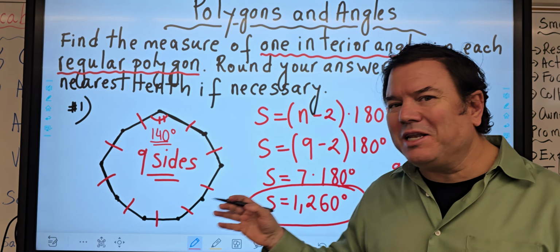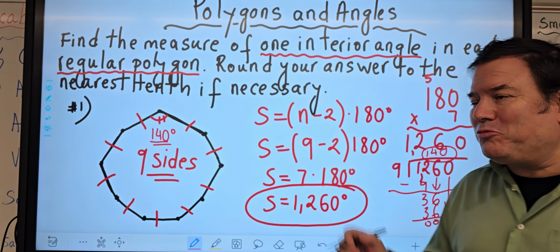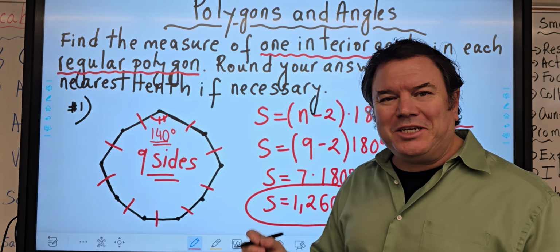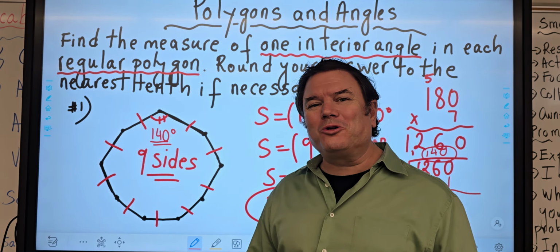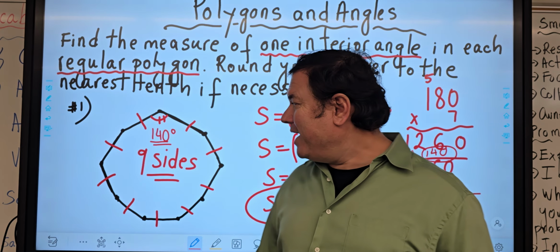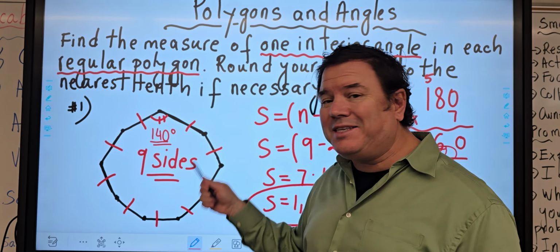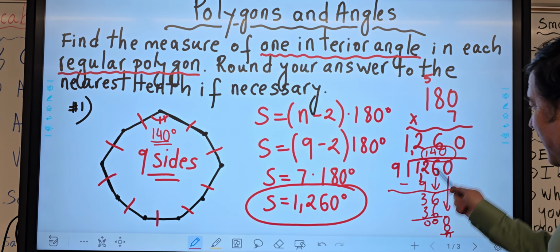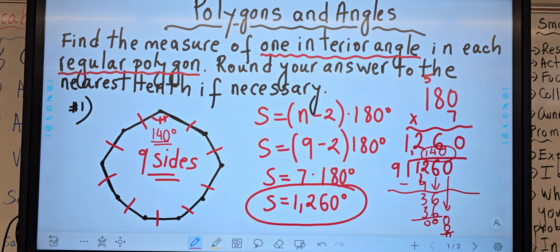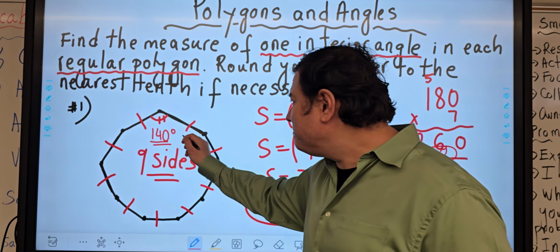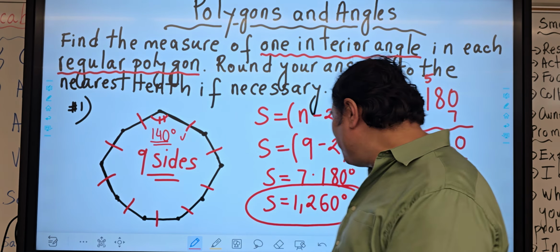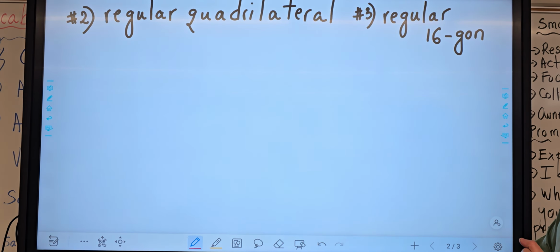Okay? This was a little bit easier than before. But you have to remember that if we have a regular polygon, each side is the same and also each angle is the same. And since we have 9 sides and 9 angles, we divide 1,260 by 9 and we get 140 degrees for each of these angles. Let's take a look at other examples.